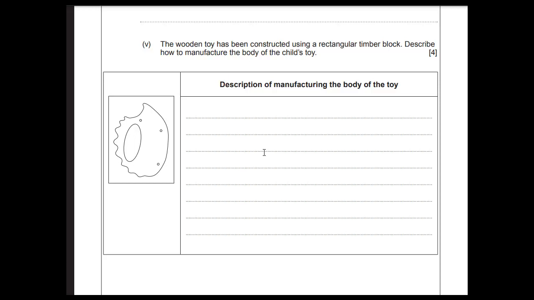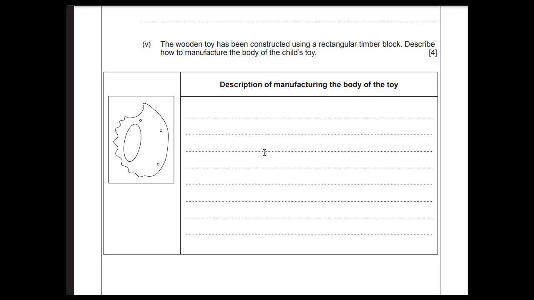So the answer to this question, first of all, you would mark out with a pencil and a template that you've probably cut out on the laser cutter, is number 1. The second part, you've marked it out using your pencil, and you're going to cut it out using a coping saw, so that would be 2.